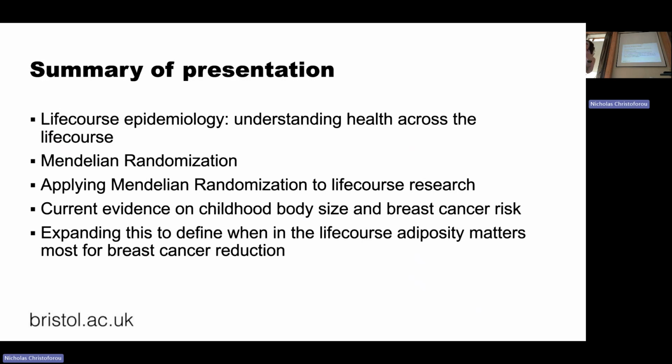The current evidence being that we see a predictive effect of increased body size in childhood on breast cancer risk. And then explore the expansion of this into deriving additional methods to look at the effect of BMI at additional life stages, utilizing lots of different cohorts and bringing more data together to be able to do that.